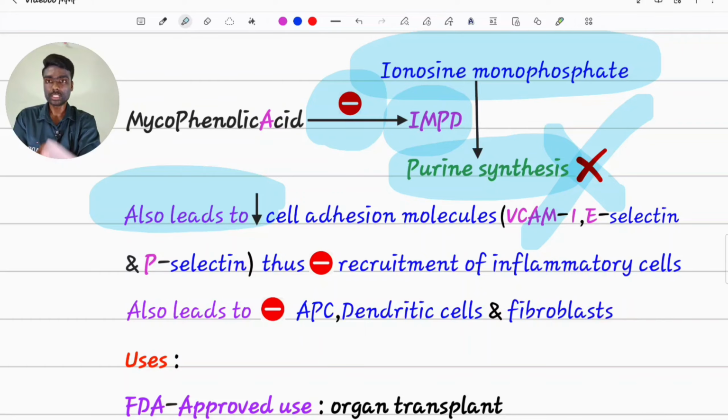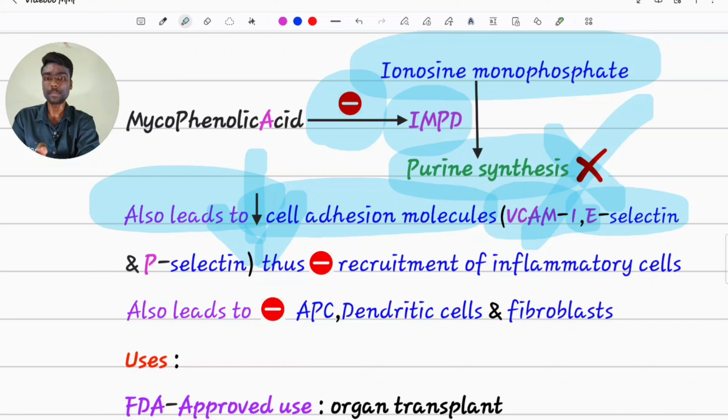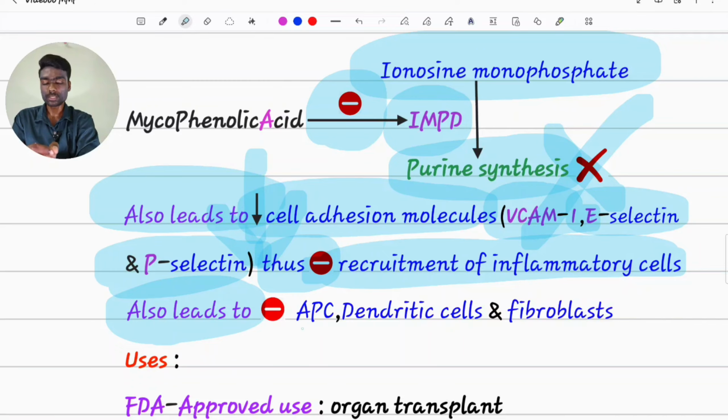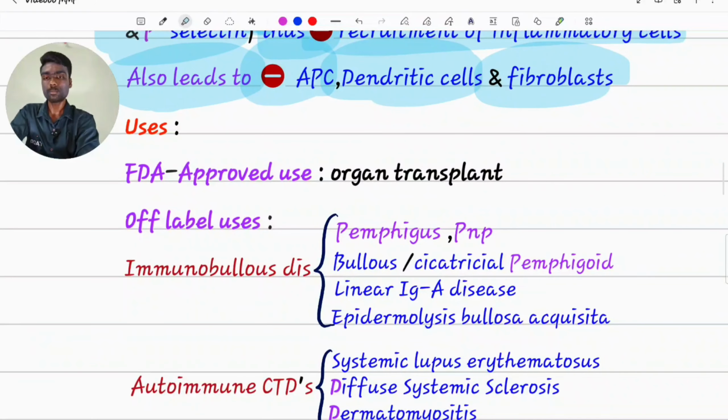Mycophenolate also leads to downregulation of cell adhesion molecules like VCAM1, E-selectin, P-selectin, thus inhibiting the recruitment of inflammatory cells. It also leads to inhibition of antigen presenting cells, dendritic cells and fibroblasts. Coming to uses of mycophenolate mofetil, FDA approved use is organ transplantation.